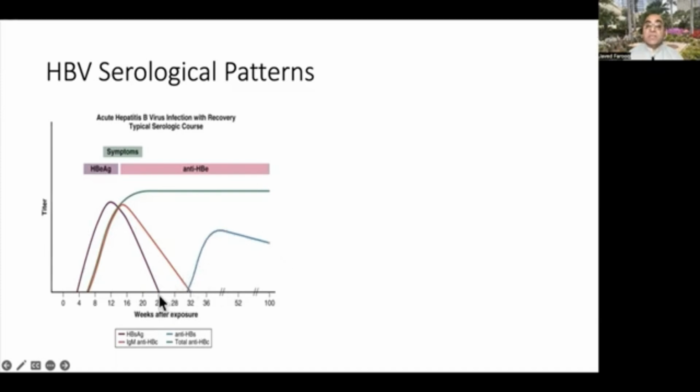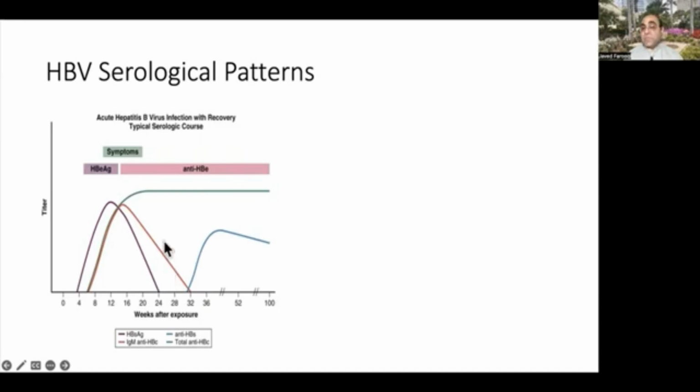Remember, in this, there may be a duration of 8 weeks, from 24 weeks to 32 weeks, when there is no HBs antigen and no anti-HBs, but the patient has acute hepatitis B, or the patient had acute hepatitis B. This is called the window period, where the IgM core antibodies will tell you that the patient has got acute hepatitis B.